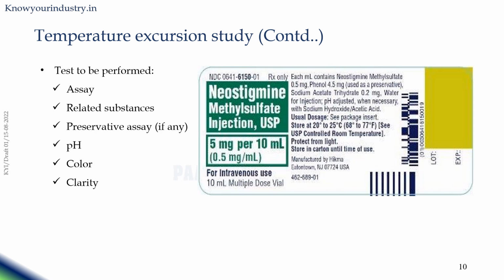So whenever you do this temperature excursion study, tests should be performed. You can perform the assay, related substances, preservatives if any, pH, and color and clarity. If you want, performing particulate matter would also help you if there are any changes in the clarity of the solution. So the label describes what excursions have been provided for this particular product.